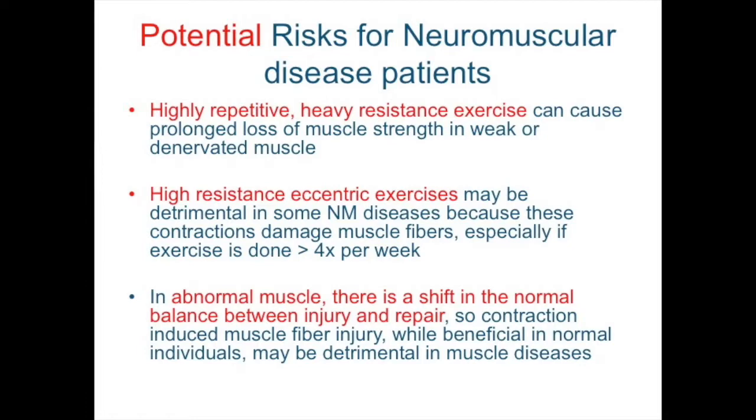And high resistance eccentric exercise, that lengthening exercise, may be detrimental in some highly progressive, like the Duchenne's muscular dystrophy, those more progressive, aggressive diseases, because of the damage to muscle fibers with that type of exercise more so. With eccentric exercise, there's more of that microfiber damage than there is with concentric and isometric, especially if it's done too many times. So there's some caveats, and yet there's not great studies out there yet. There's little studies that are suggesting these things, and this is what our current understanding is.